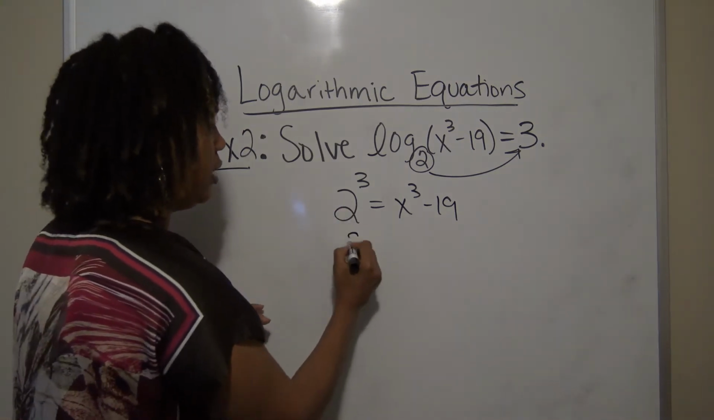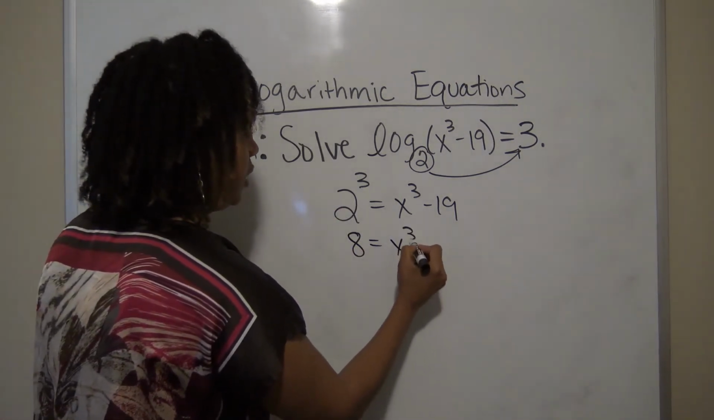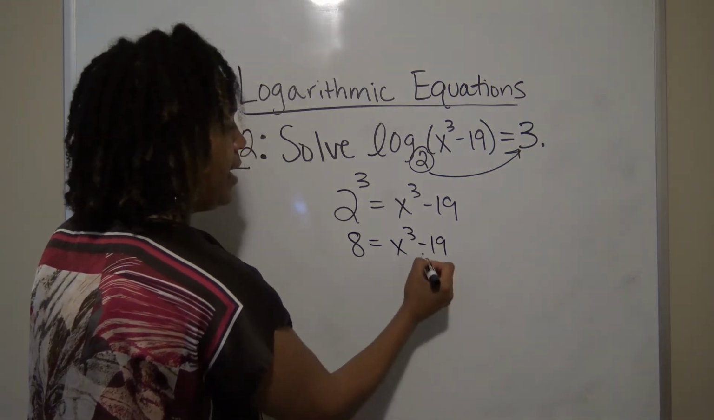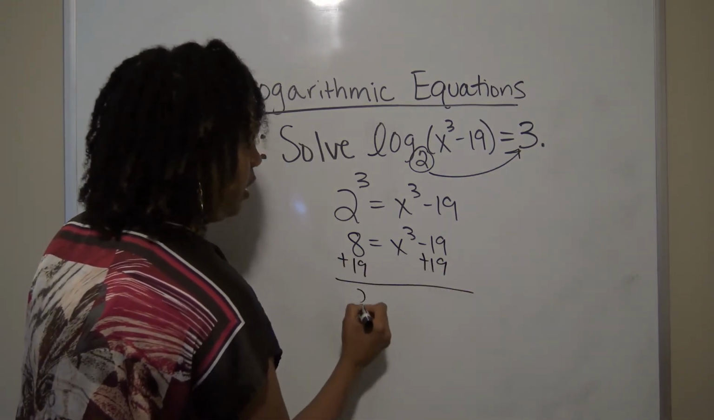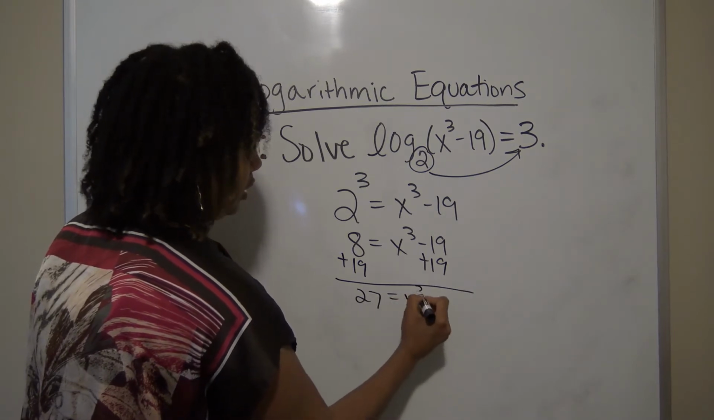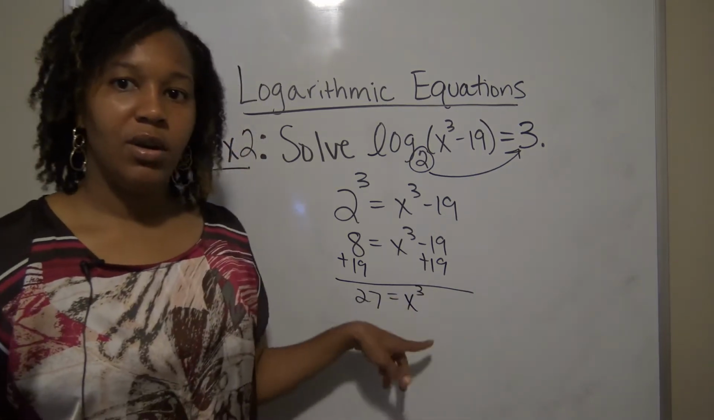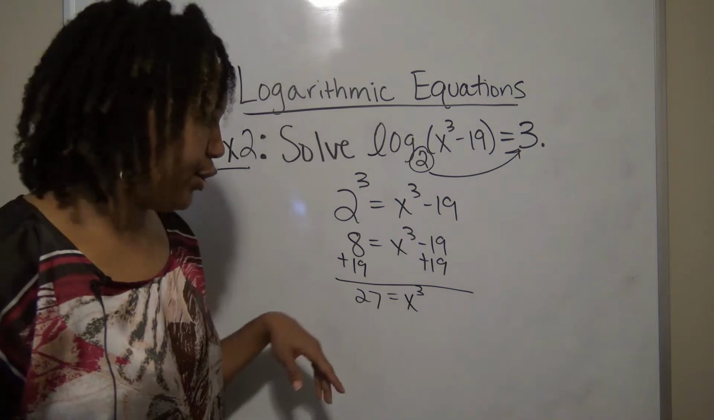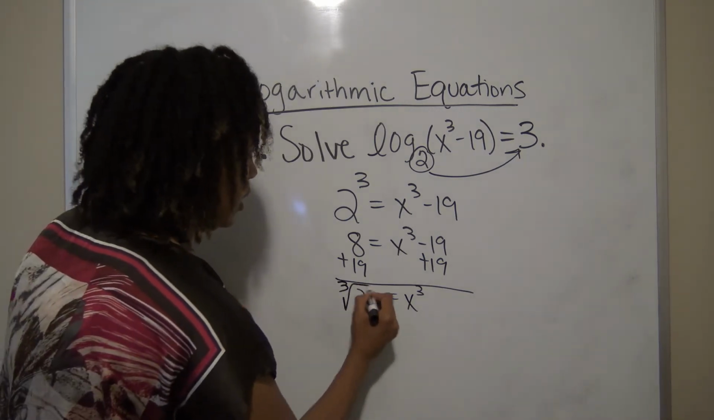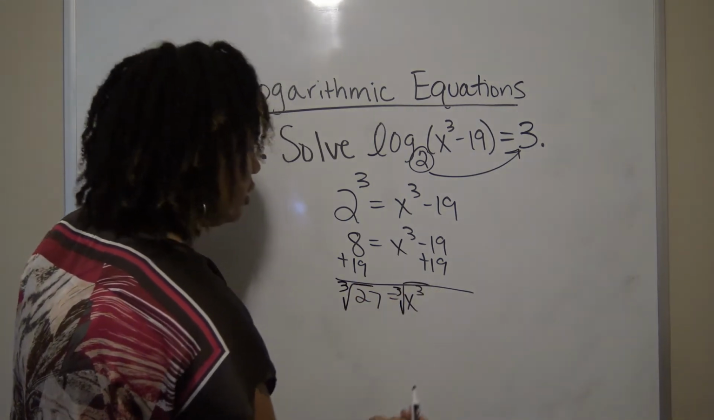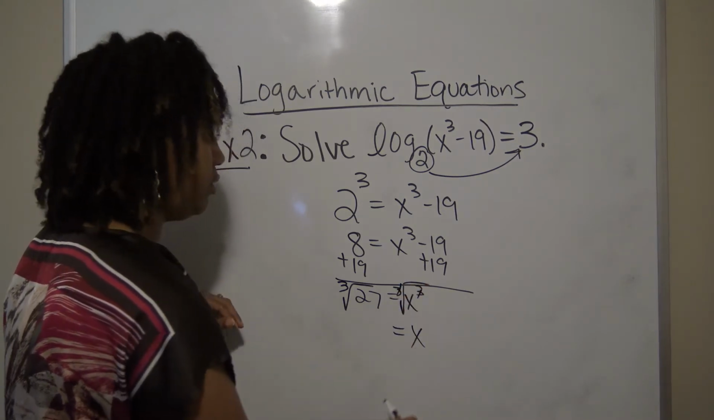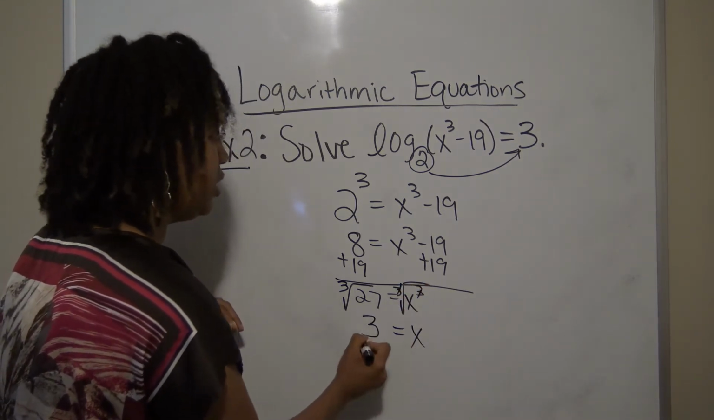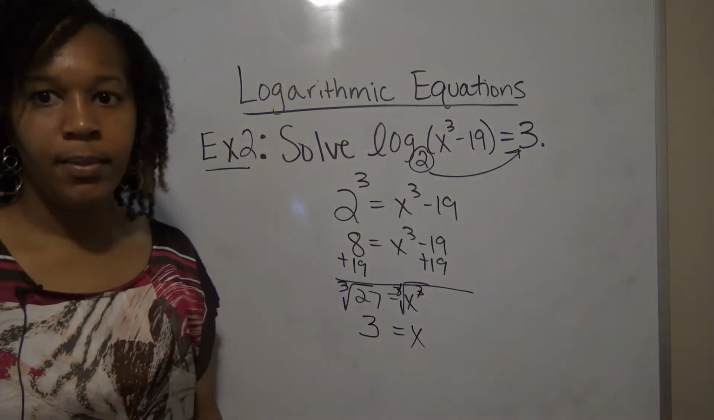So 2 to the third is 8, equals x to the third minus 19. Add 19 to both sides to get x by itself. You get 27 is equal to x to the third. And how do you get rid of a third power? You take the third root of both sides. So if you take the third root of x to the third, those cancel, that gives you x. And the third root of 27 is 3.